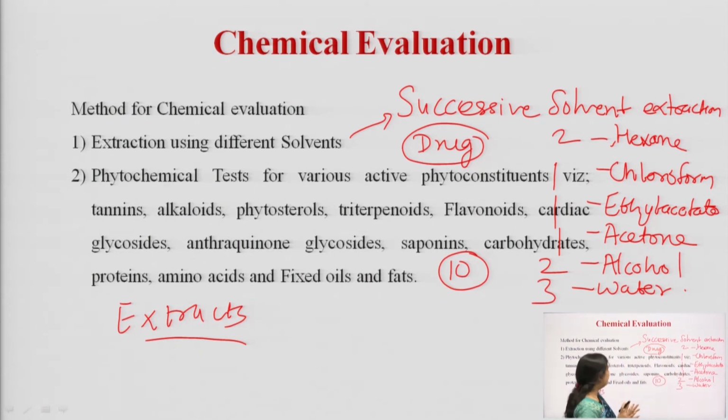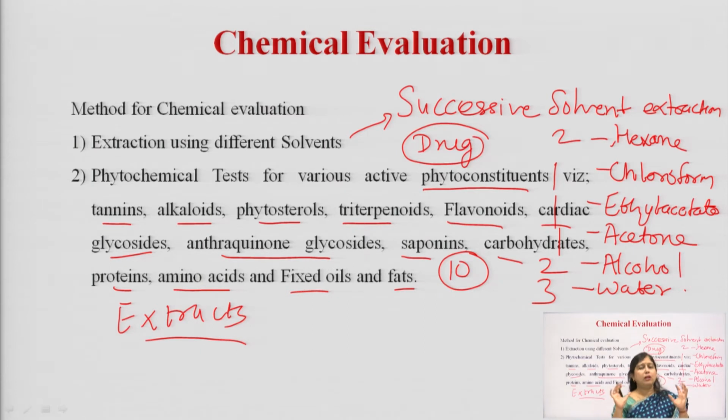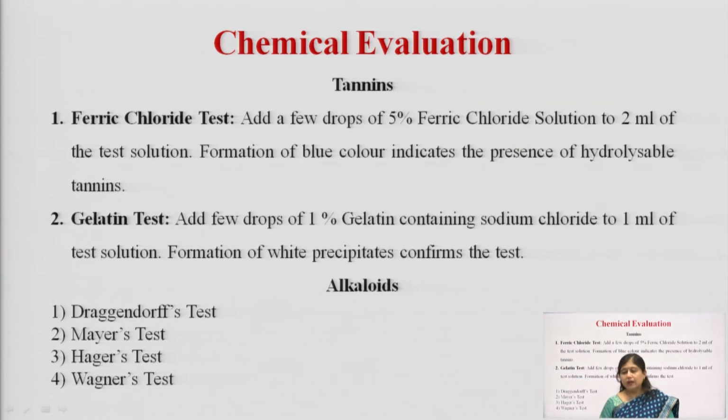And what are the main ingredients which are there in these extractions? We are generally going to study the phytoconstituents like tannins, alkaloids, phytosterols, triterpenoids, flavonoids, cardiac glycosides, anthraquinone glycosides, saponins, carbohydrates, proteins, amino acids, fixed oils and fats. All these are together in one plant. So, the first step is that we perform the extraction. After performing the extraction, the next step is the testing.